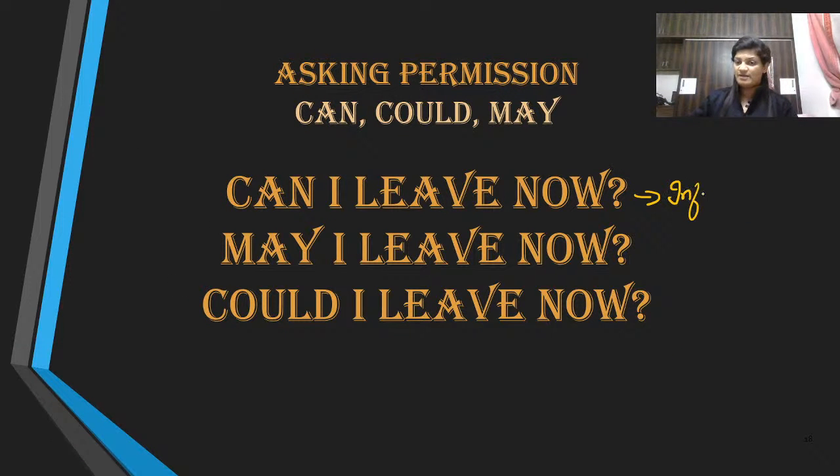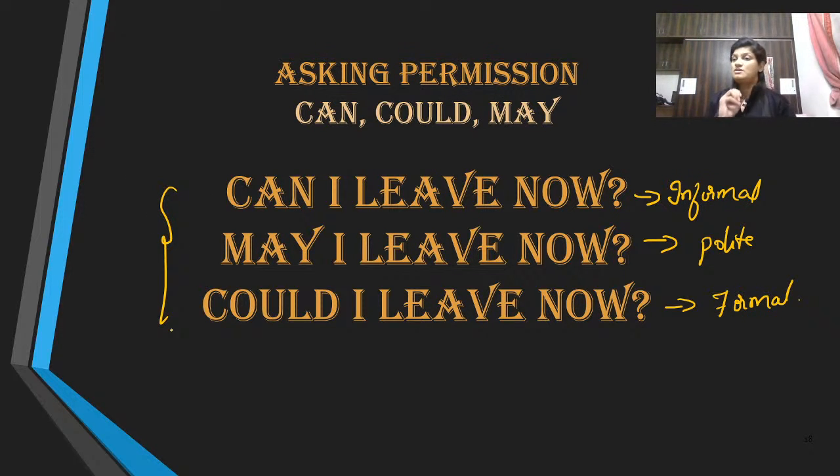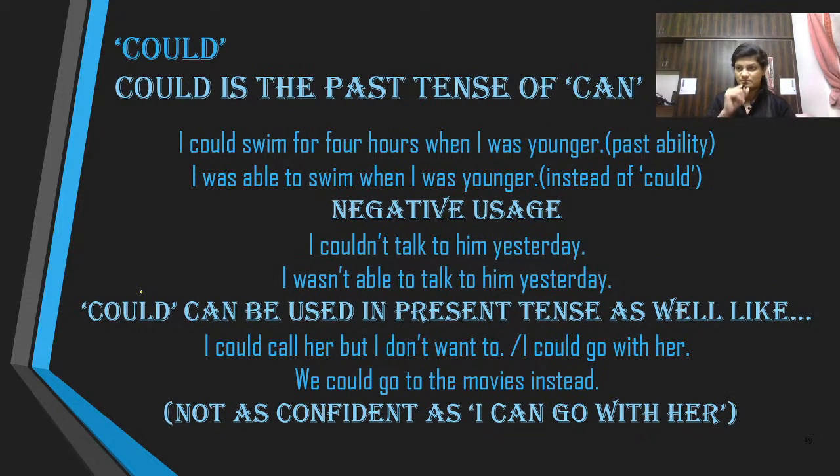This is informal gathering, informal, and this is being polite, and this is formal gathering. So these are the three situations where you can use can I, may I, or could I. Remember this, there's going to be a question based on this. Let's move on. Is this clear? I hope this is clear to all of you. Give me a thumbs up if it's clear.